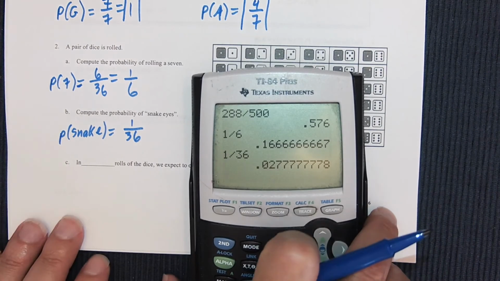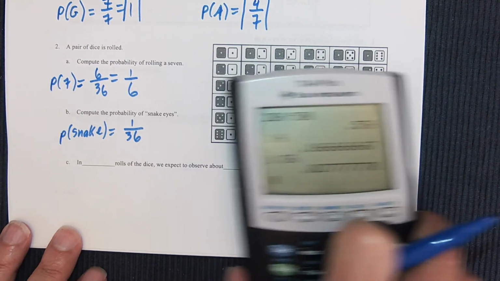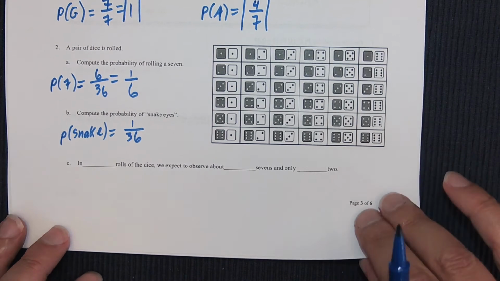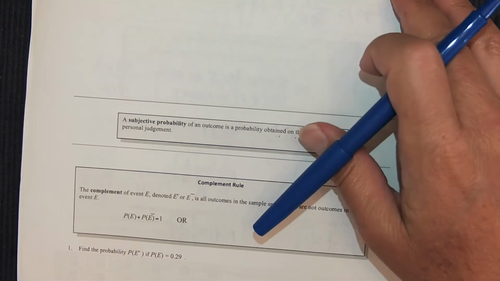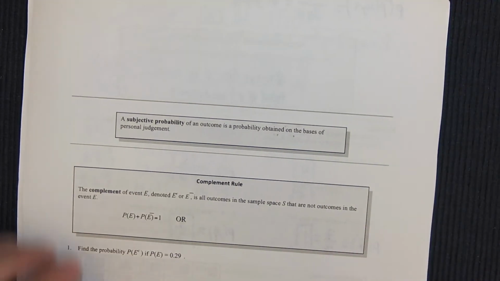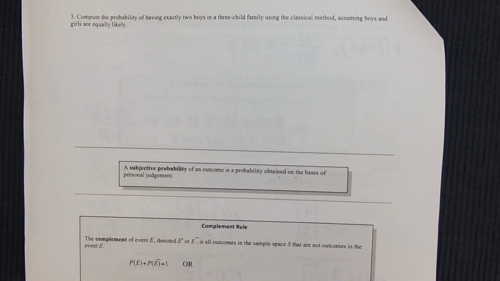Oh, that's kind of a glare there. There we go. All right, next up. Oh, too high. There we go.